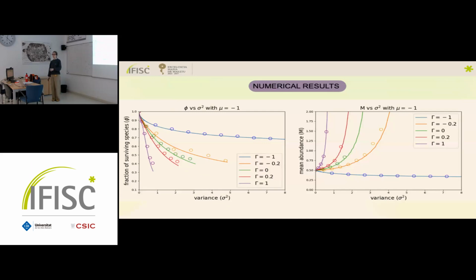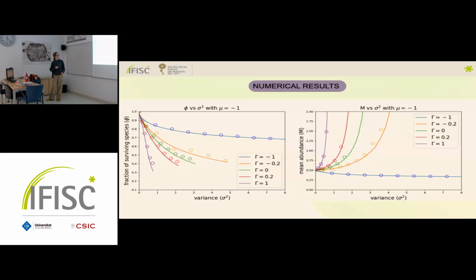The first thing that we did was actually to see, okay, we found this system of equations. Does it work? And yes, it does. We checked it for phi and m, so the fraction of surviving species and the mean abundance, where the lines are the theory, whereas the dots are the simulation of the Lotka-Volterra dynamics.